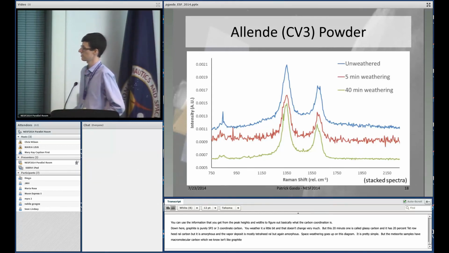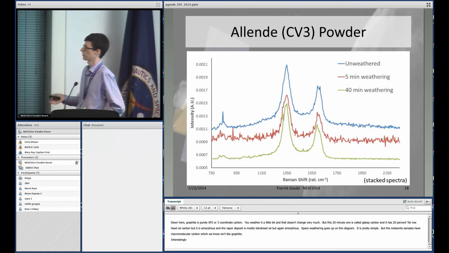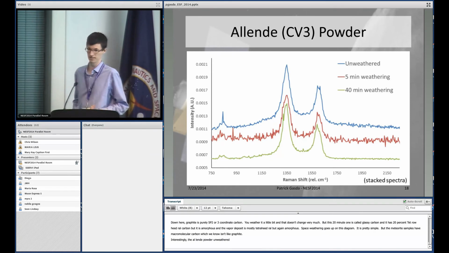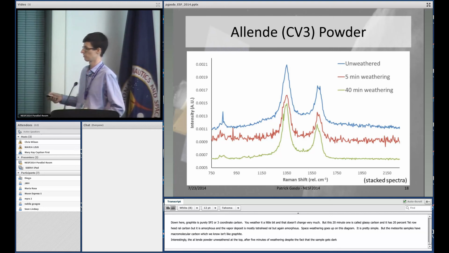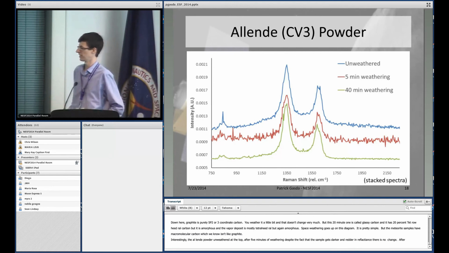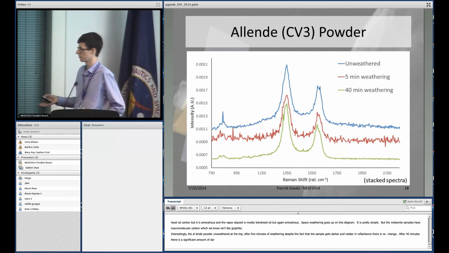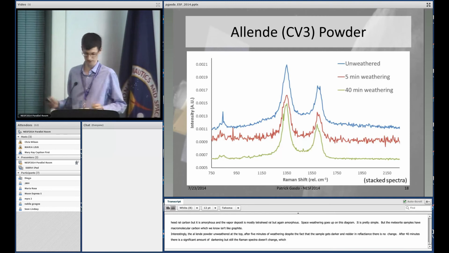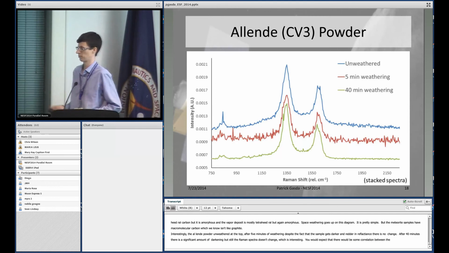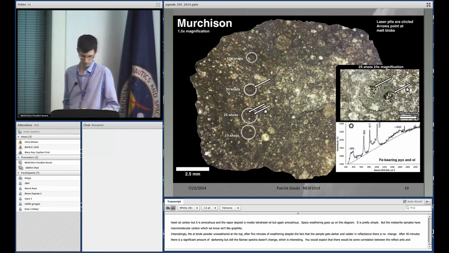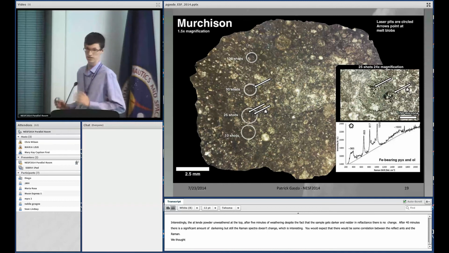And interestingly, the Allende powder: unweathered here at the top, and then after 5 minutes of weathering, despite the fact that the sample gets darker and redder in reflectance, there's no change. And then after 40 minutes, there's a significant amount of darkening, but still the Raman spectra doesn't change, which is interesting. You'd expect that there would be some correlation between the reflectance and the Raman. So we thought maybe this has to do with something experimental.